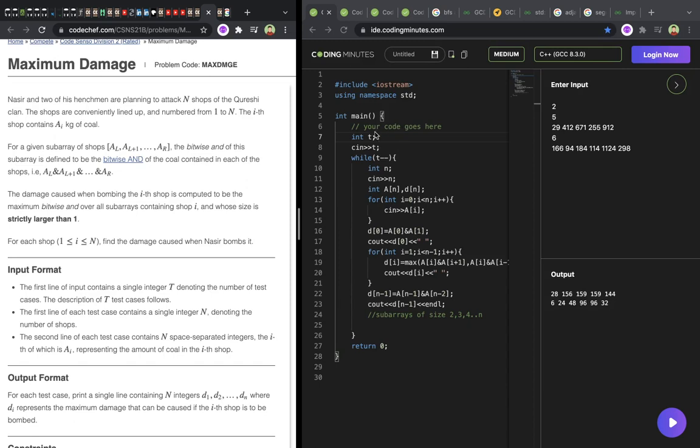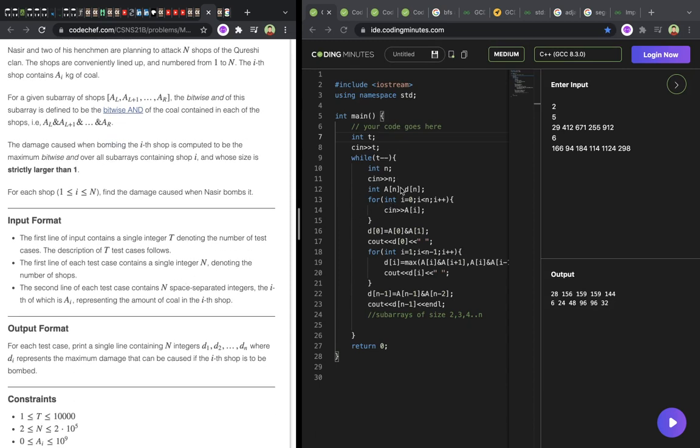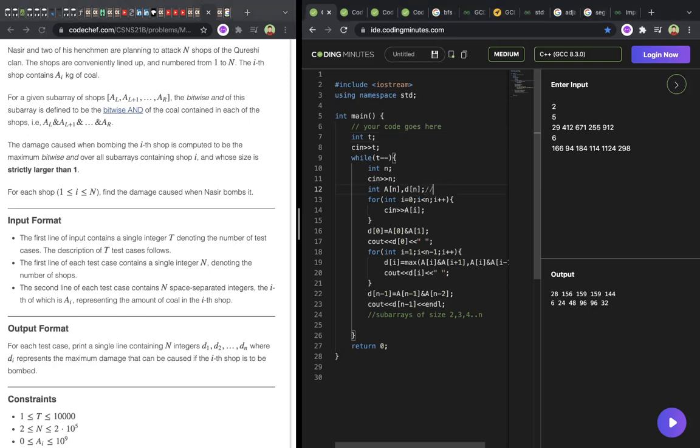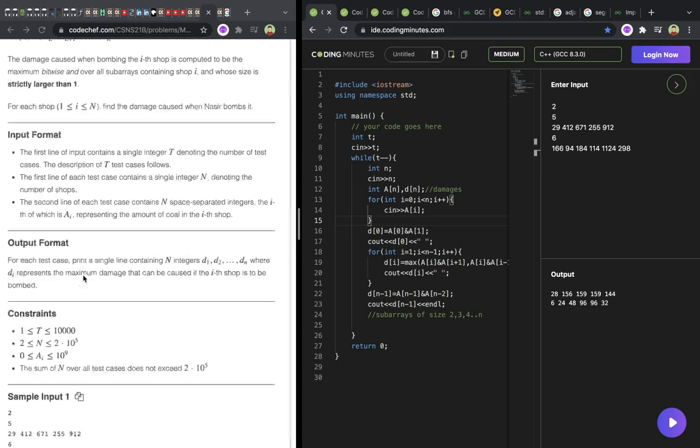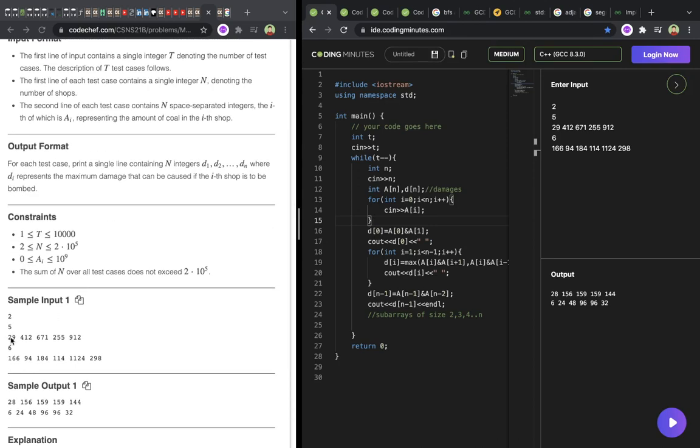So you take the test cases, you take n as input, and take another array d of size n, in which we will store the damages, and we take the input. Now for the first array element, the bitwise AND would be the first number and the second number. You don't have many choices for this.